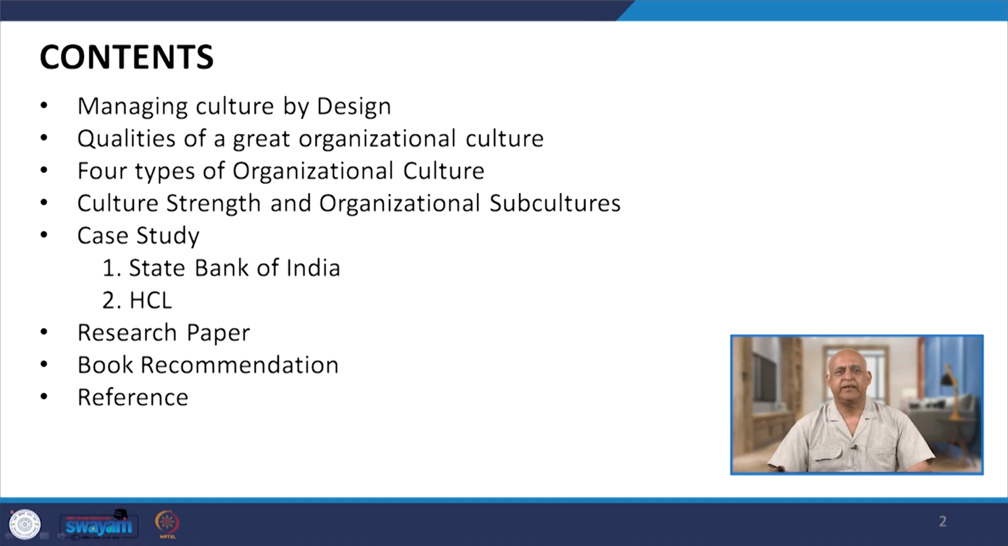In this particular session on managing the culture by design, in the previous session we talked about the different norms, values, beliefs and symbols which reflect a particular culture. Now, we will discuss managing culture by design and the qualities of a great organization culture. Four types of organizational cultures will be discussed, along with cultural strength and organizational subcultures.